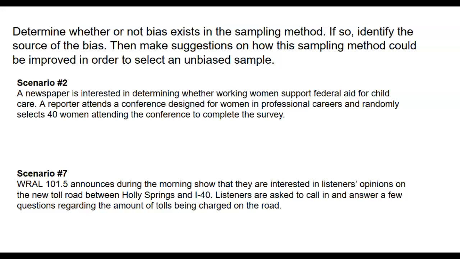Scenario number 7. WRAL 101.5 announces during the morning show that they are interested in listeners' opinions on the new toll road between Holly Springs and I-40. Listeners are asked to call in and answer a few questions regarding the amount of tolls being charged on the road. This creates voluntary response bias. People who are mad about having to pay to ride on the road, or people who love that the road isn't crowded and they can get to work faster, are much more likely to respond than anyone else. Perhaps if they had a reporter standing at a gas station in Holly Springs asking every driver that stops at the station, they would get a more even representation of feelings.